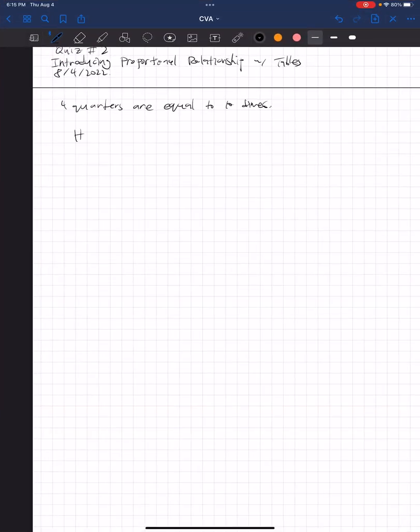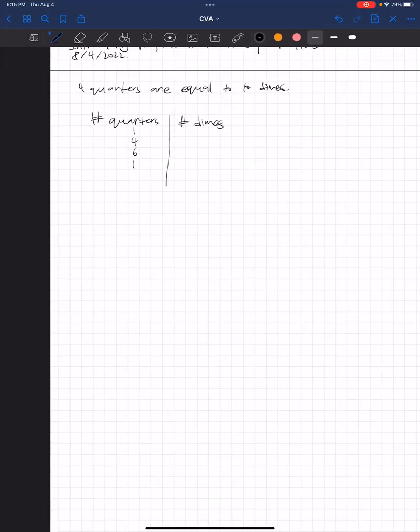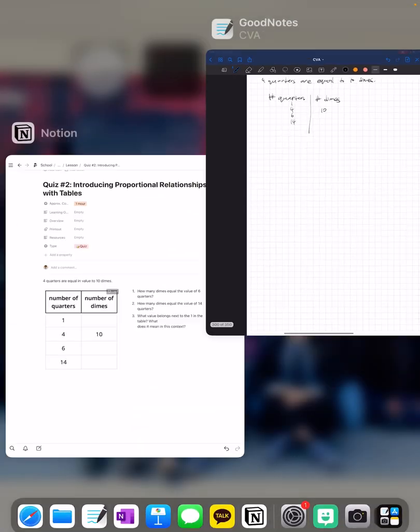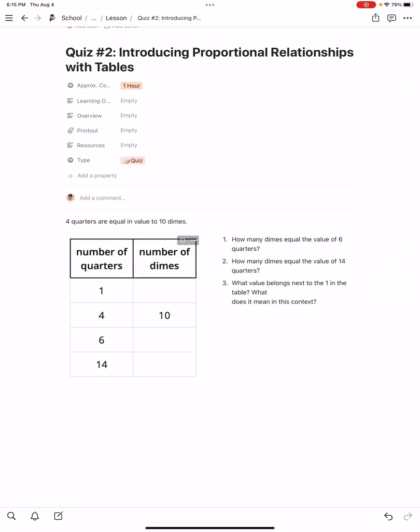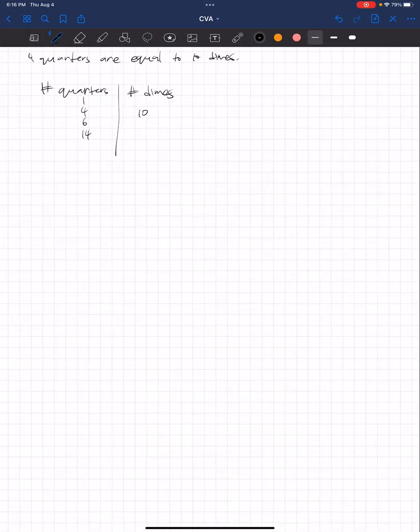So the number of quarters, and number of dimes. And then 1, 4, 6, 14, and then we've got 10 on the right, like that. Then if you take a look, how many dimes equal the value of 6 quarters? So 6 quarters equals to whatever dimes. And then you show your work right here.